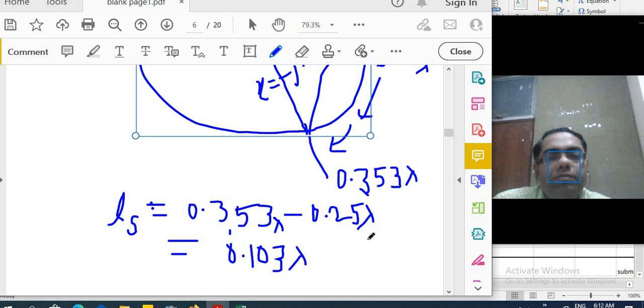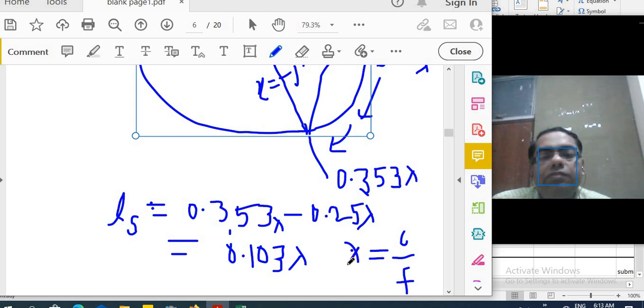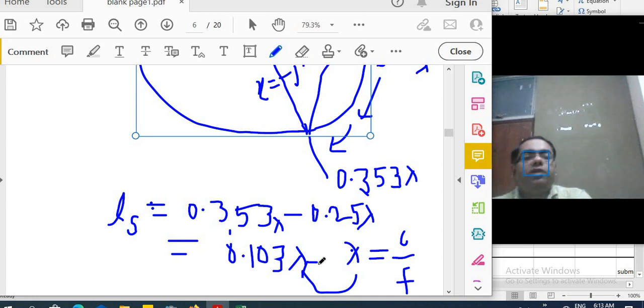Now lambda can be found if you know the frequency. Suppose it is told that the frequency is 2 megahertz. You just do c by f, you will get the value of lambda, and that lambda value you put here. That is how we find the length of the stub and the distance from the load end, so that there is impedance matching.